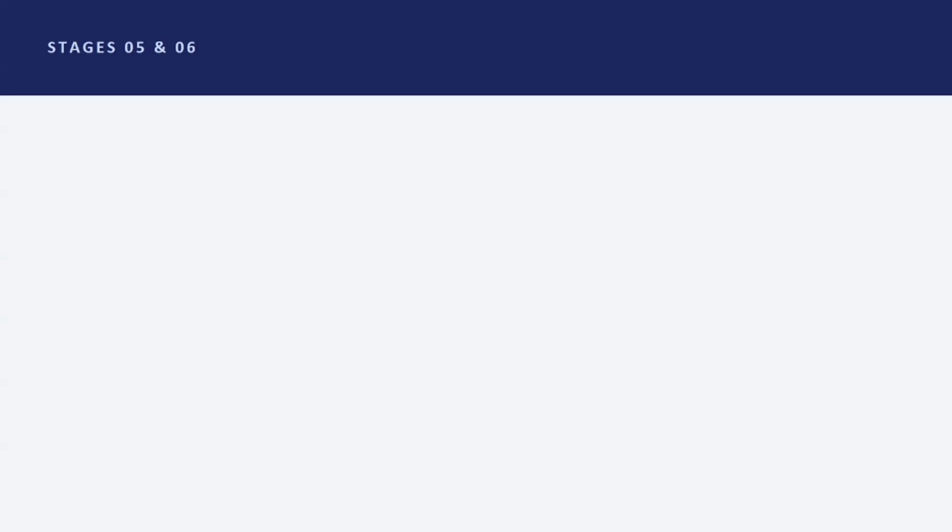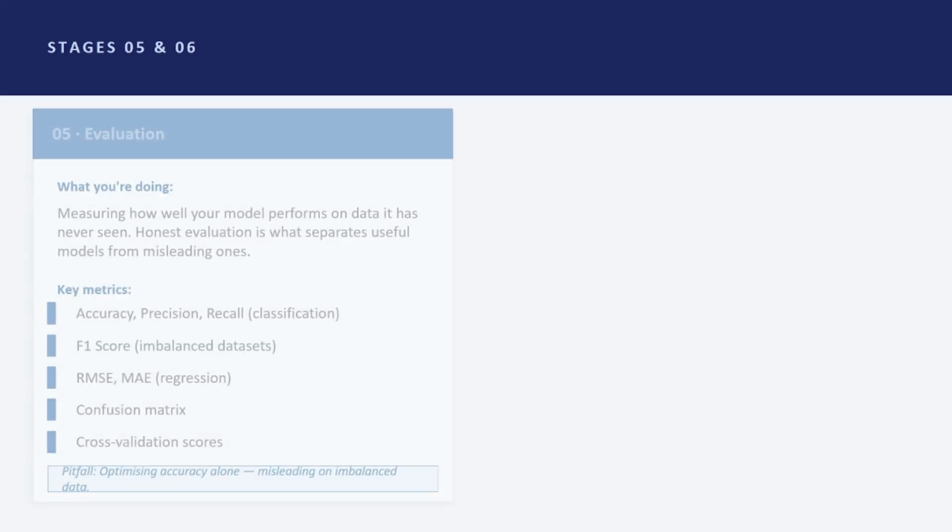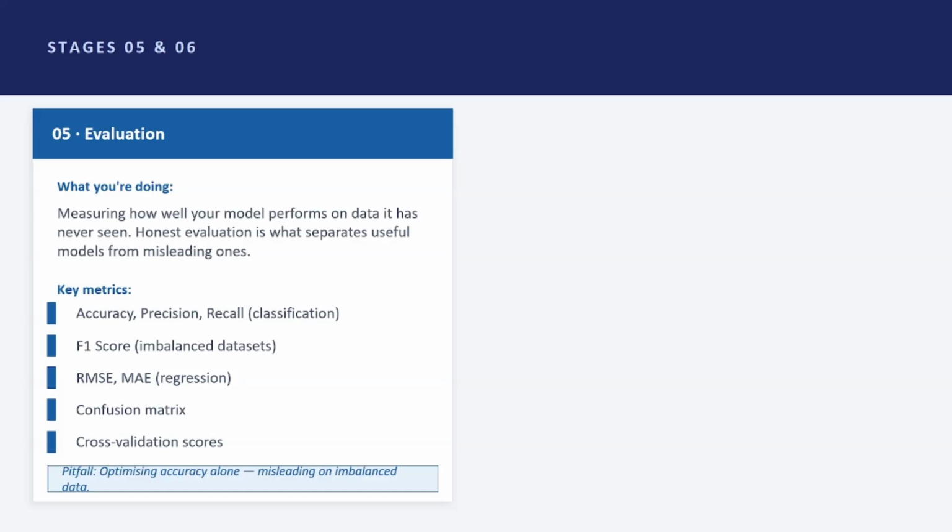The next stages are stage 5 and stage 6. Stage 5 is evaluation. Now we have done the training. Now we find out if what we built actually works by testing it on data the model has never seen. This step demands honesty.